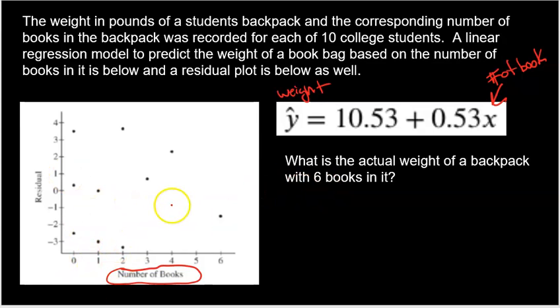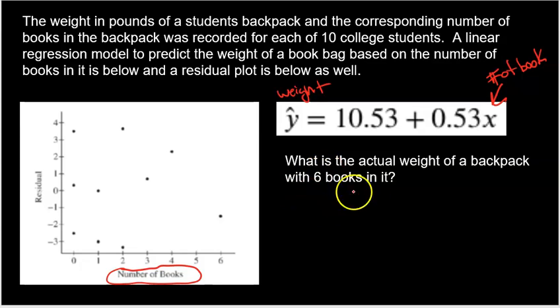All right, now this is a residual plot. And by the way, this is a beautiful residual plot because I don't see anything. It looks all scattered. That tells me that this model is very appropriate for my data. So what kind of questions can I ask you when I show you a residual plot? Well, this is a pretty easy one, but one that's going to make you think. What is the actual weight of a backpack with 6 books in it?